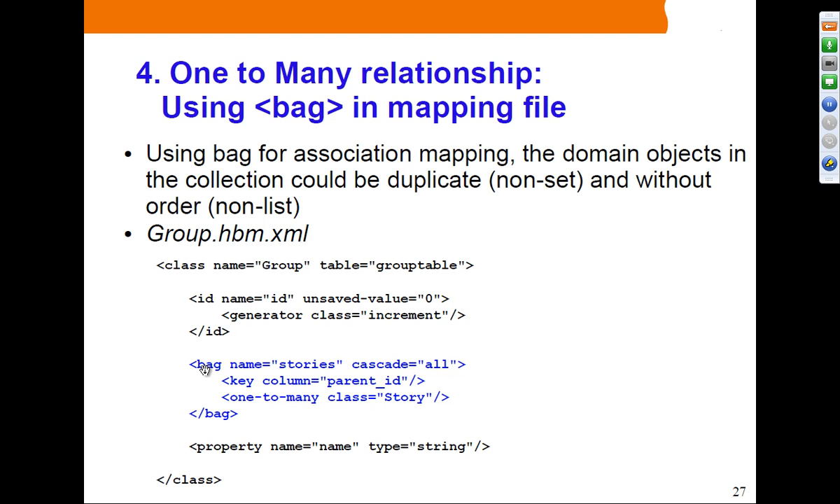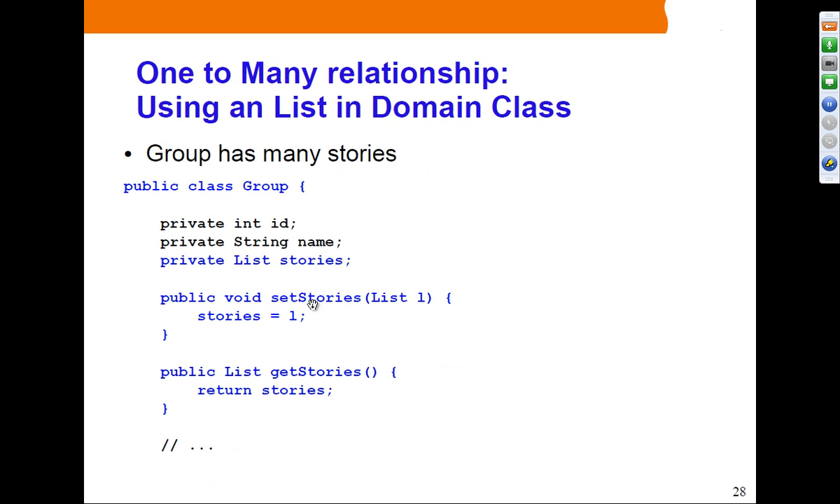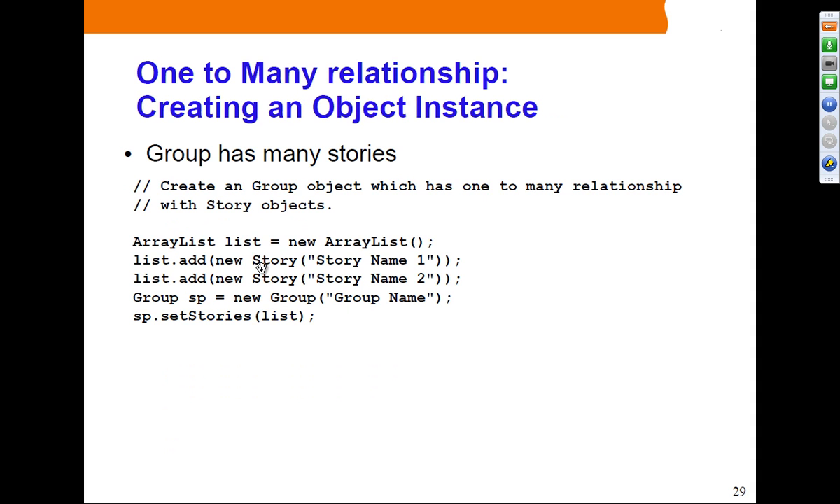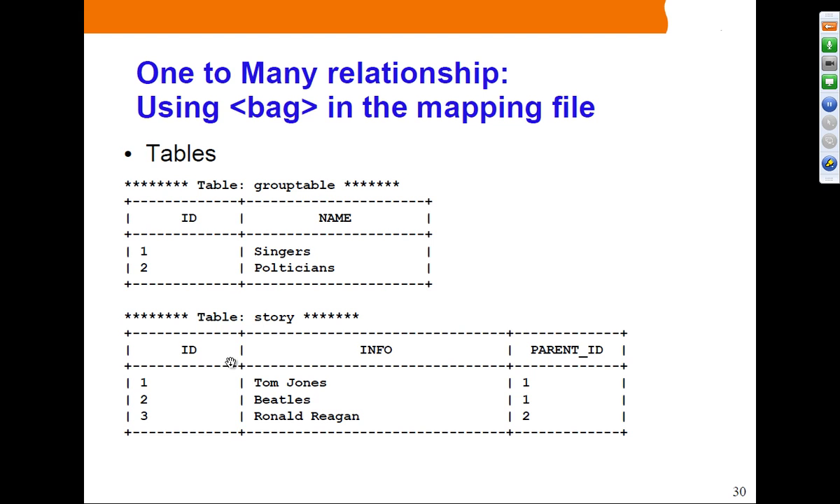So here we can say bag, then stories, and then the key column is parent ID, and the one-to-many class is story. In this case, we can use either list or set or whatever. Actually, probably list, because the set itself does not allow any duplication, right? So you might want to use a list in this case. Then you create the objects and save them. And because there is no index involved, the only thing it has is a foreign key column.